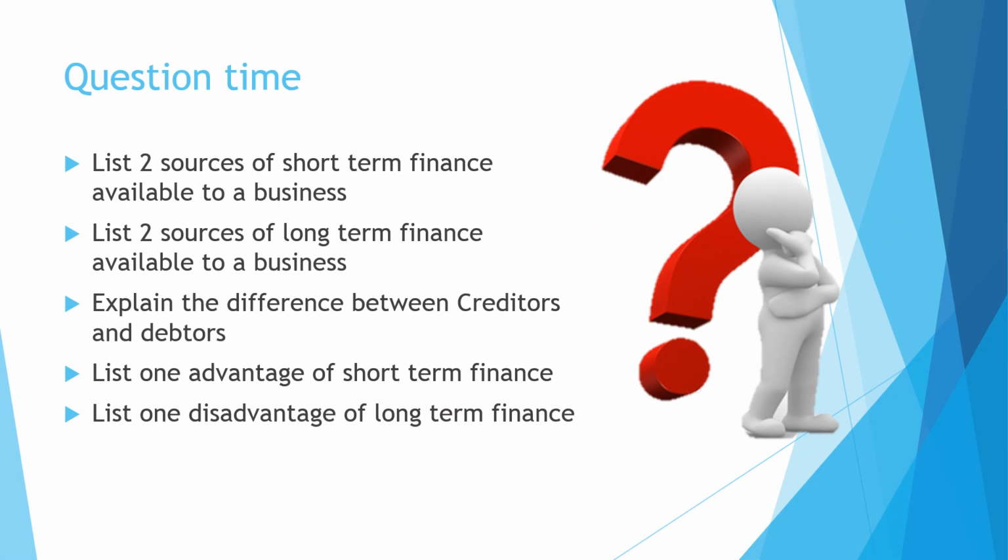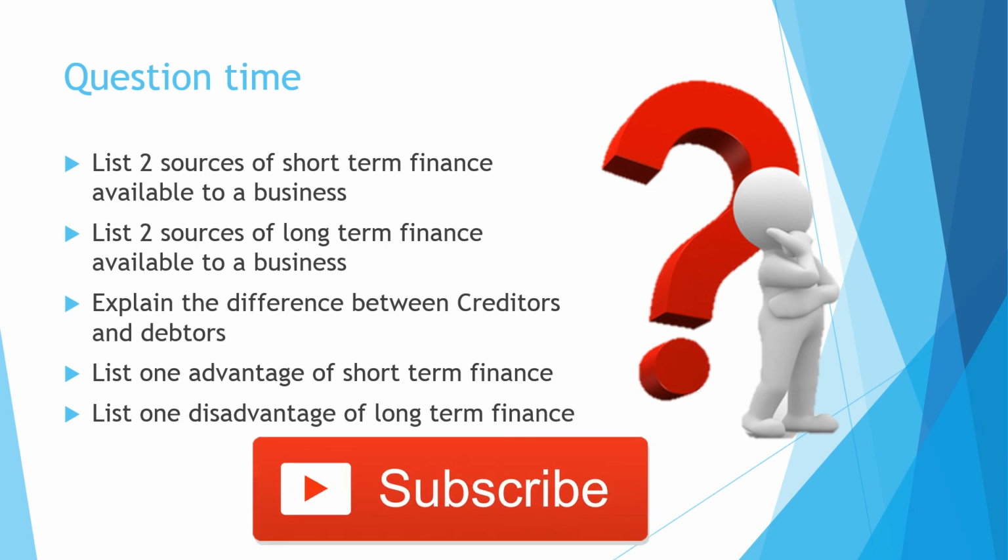And that brings us to question time. I would like you to please comment in the section below with answers to these questions, because it would be pointless you watching these videos if you do not understand the key points. So I'd like you to list 2 sources of short-term finance available to a business, list 2 sources of long-term finance available to a business, explain the difference between creditors and debtors, list 1 advantage of short-term finance and 1 disadvantage of long-term finance. Please make sure you answer these questions in the section below.